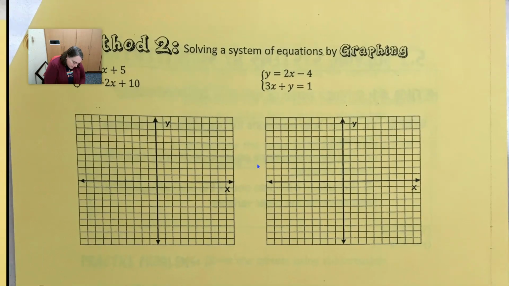So I'm going to go up to 5. 1, 2, 3, 4, 5. And then my slope is 3. So I'm going to go up 3 over 1, or I could go down 3, left 1. I need to use a straight edge. I'm going to give this a shot.